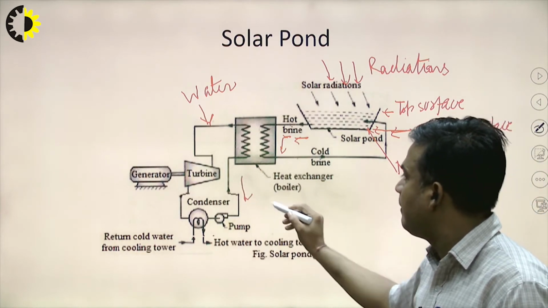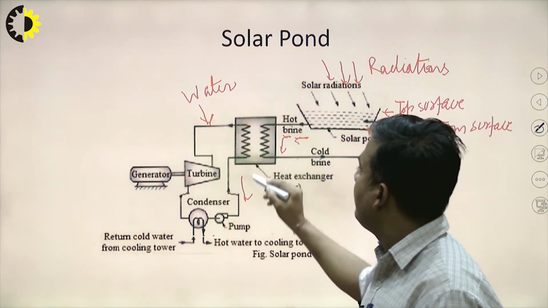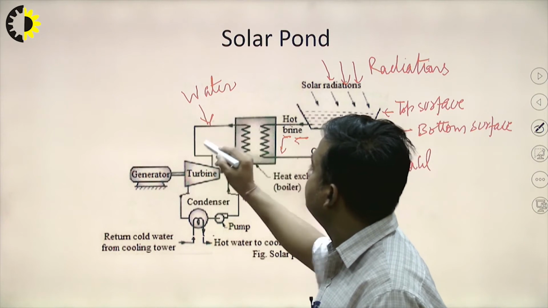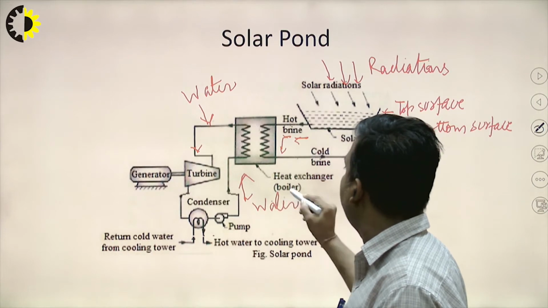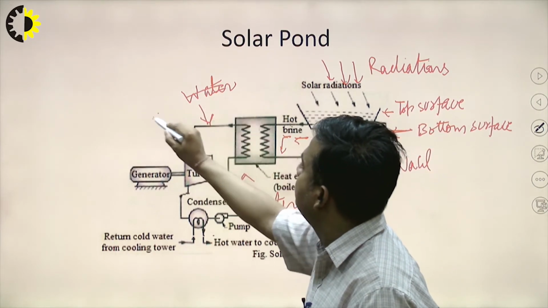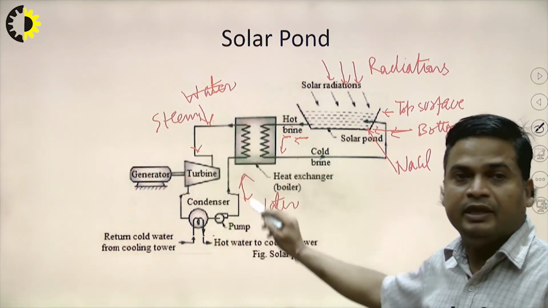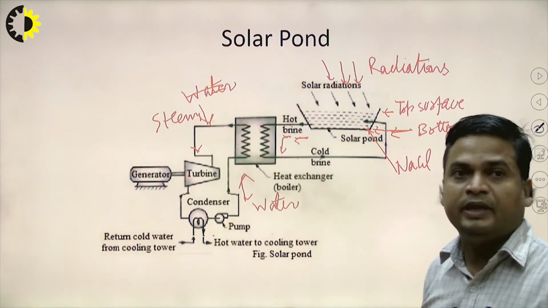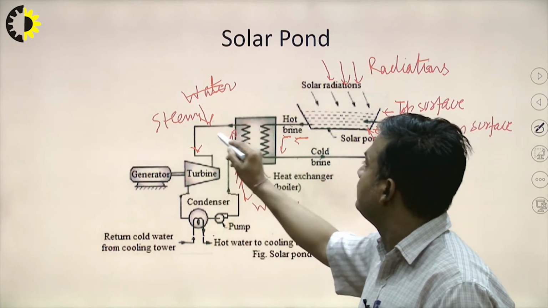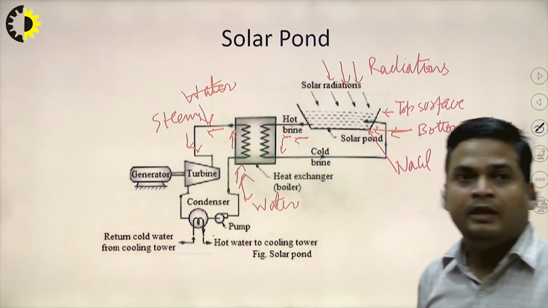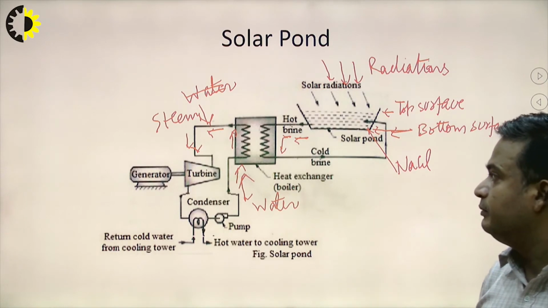Steam is there. Water is flowing in this direction, in the upward direction. It takes the energy from the hot brine and is converted into steam, flowing in this direction. Now this steam is used to run the turbine, and the turbine runs the generator for production of electricity.